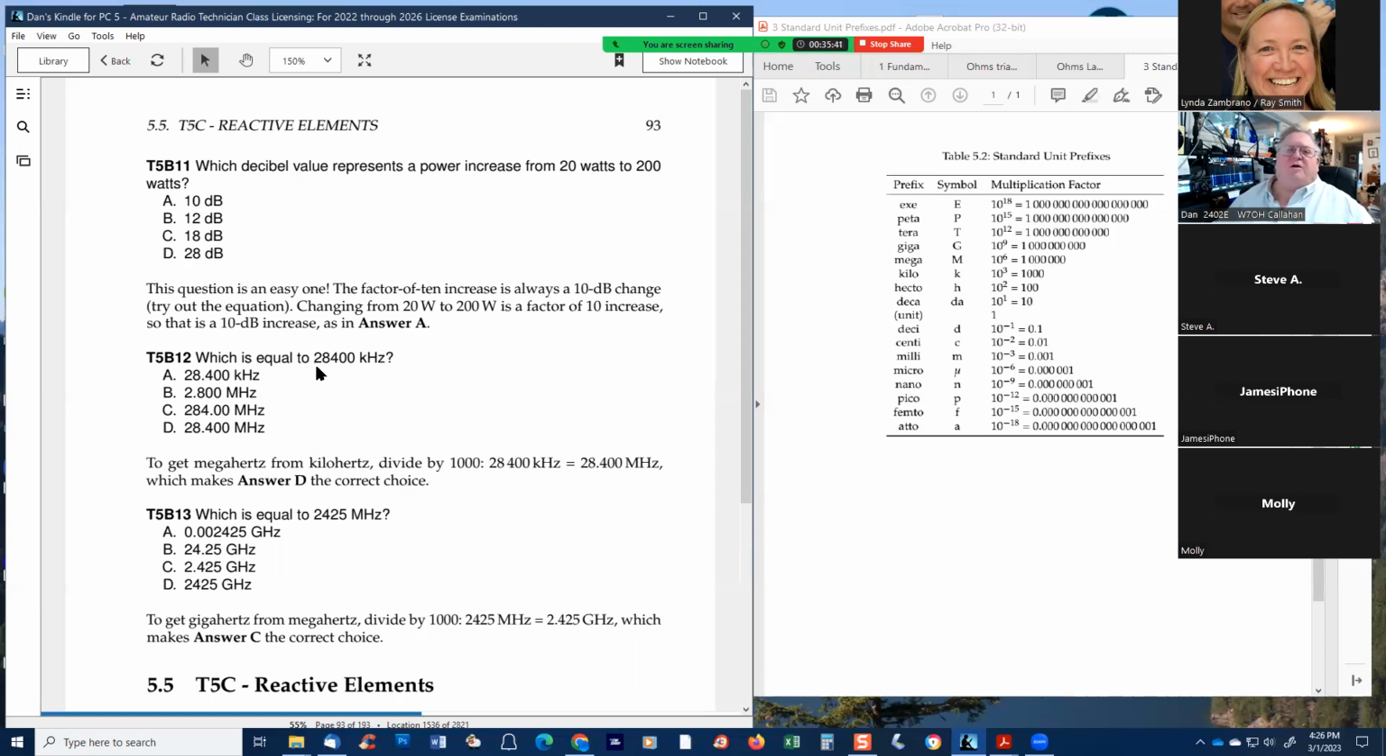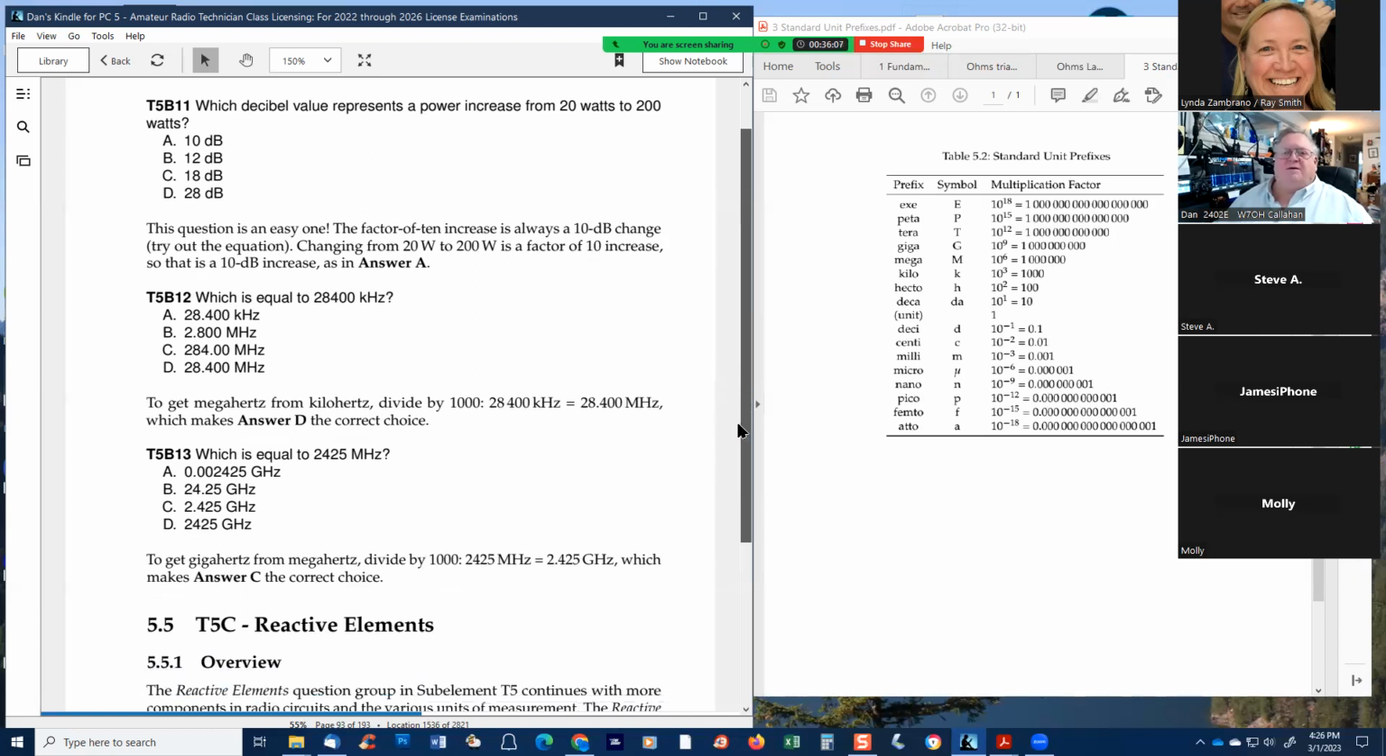What's equal to 28,400 kilohertz? Well, again, let's lop off the zeros, because that would be 28.4 megahertz, and there's the answer right here in front of us. These things tend to be going from kilo to megahertz. So think of things in unit changes of 1,000 between kilo and mega.